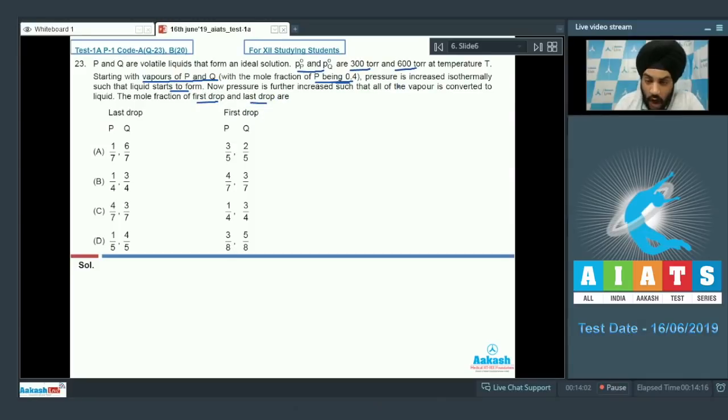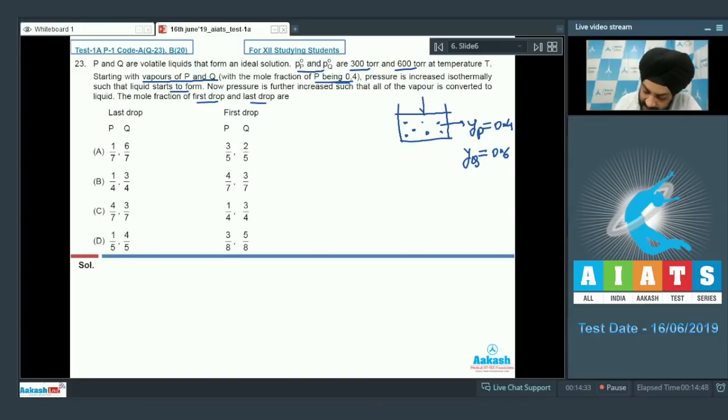Okay. So if we talk about the information given to us, in the initial stage, we had only vapors. So we can probably show the gaseous molecules. So in the gaseous molecules, the mole fraction of P is 0.4. So we can use Y_P equal to 0.4, which means that the Y_Q, mole fraction of Q in the vapor phase, shall be equal to 0.6.